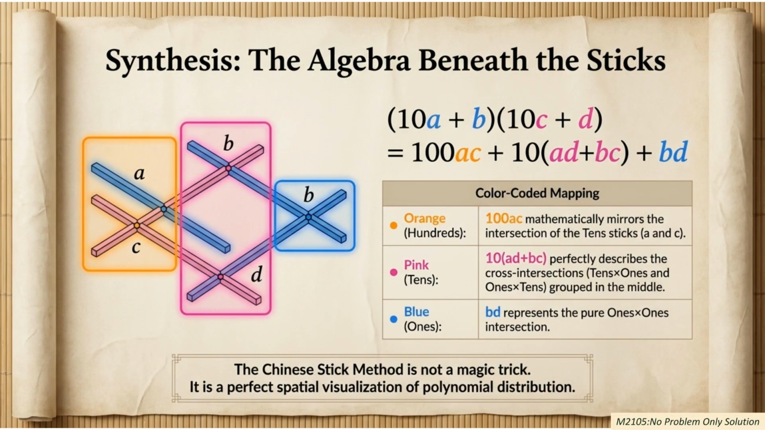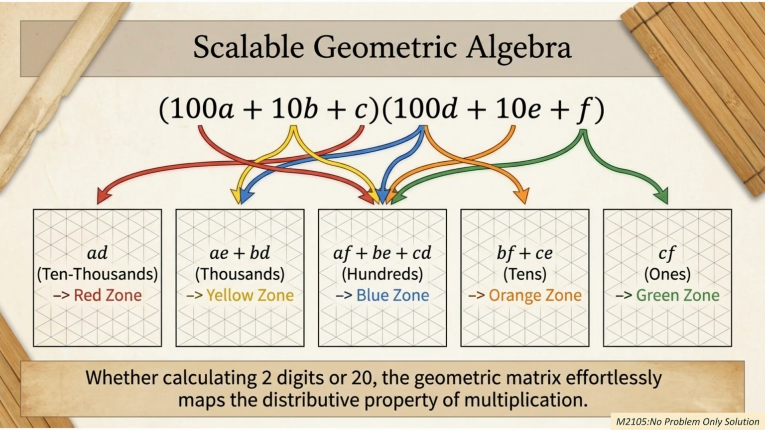This method is not just a trick, it is a spatial visualization of polynomial distribution. The algebra beneath the sticks perfectly mirrors the distribution of values. Whether calculating 2 digits or 20, this geometric matrix effortlessly maps the distributive property of multiplication.